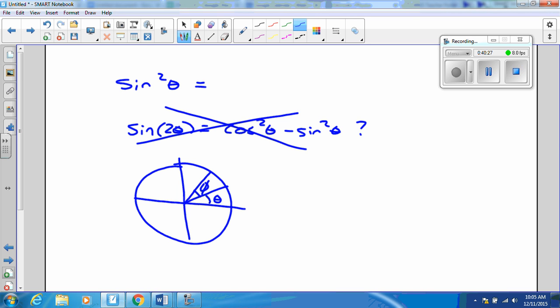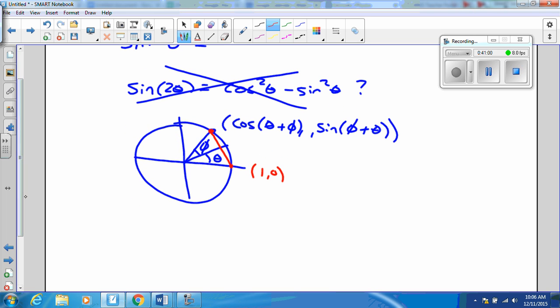This angle right here is going to be theta plus phi. And therefore, the coordinates of this point are cosine of theta plus phi and sine of theta plus phi. And what I'd like to do now is to compute the distance from this point, which is (1, 0), out to this point. And I'm going to compute it in 2 different ways. One is I'm going to use the Pythagorean theorem, and the other is I'm going to use the law of cosines.